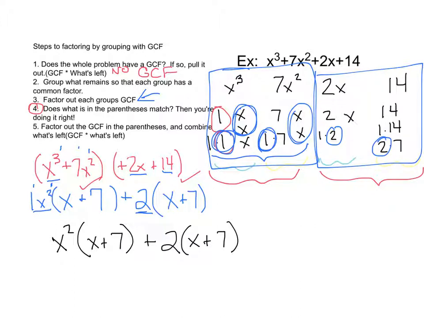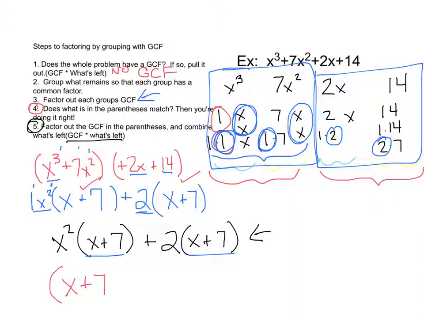And at this stage, we've arrived at step number 5, where we have to factor out the GCF in the parentheses and combine what's left. Once again, we're performing this same task of GCF times what's left. If you look at this line, you can tell right off the bat that x plus 7 is a common factor between the term on the left and the term on the right. So we are going to go ahead and factor it out.